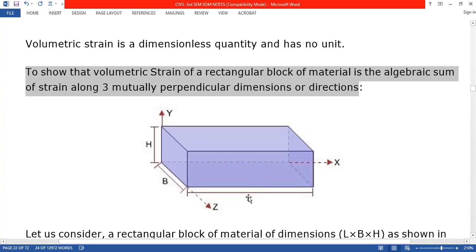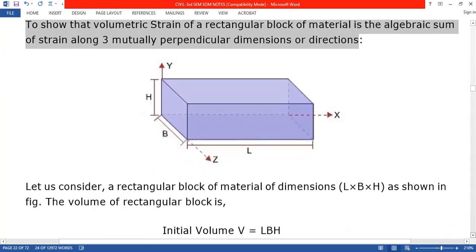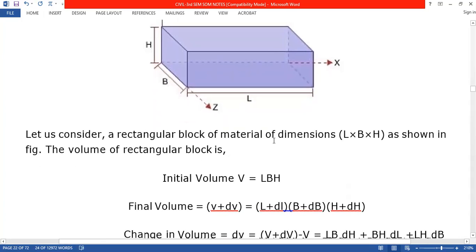Whenever volumetric strain happens, the length should change. It may increase or it may decrease, don't worry about it. Similarly, the width should change, it may increase or decrease. Similarly, the height. So let us consider a rectangular block of material with dimensions L into B into H, length into breadth into height, as shown in the figure. The initial volume is L into B into H, in terms of capital letters. That is nothing but the original volume.